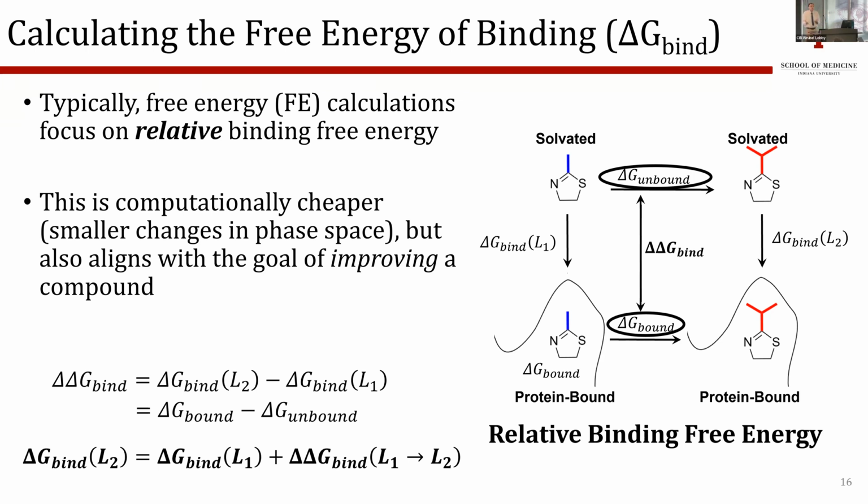So this is much easier from a computational standpoint because there are less changes involved. And it also aligns really well with the goals of drug discovery because typically when you reach a stage in the process where you want to be using free energy calculation, you already have a molecule in hand that you're trying to just make better. So you already have that L1 with a known binding affinity that you're working with, so you're already trying to improve an existing compound anyway, which is exactly what these calculations are doing.